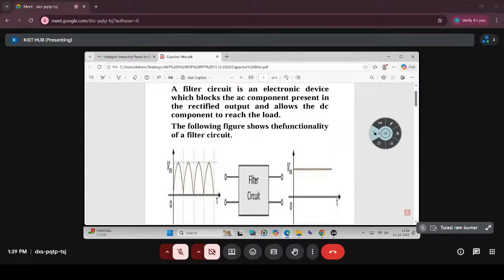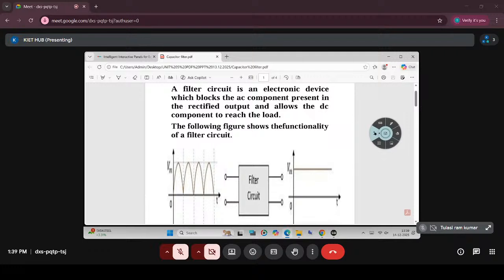In this input we have AC component plus DC component. We are blocking the AC component here with the help of the filter, so that we get pure DC. So this is known as filter. Draw the block diagram and the definition of filter. That is one more bit. What is filter? So this is called filter.